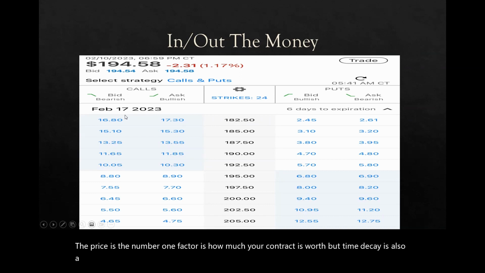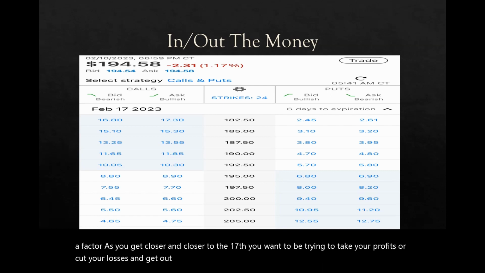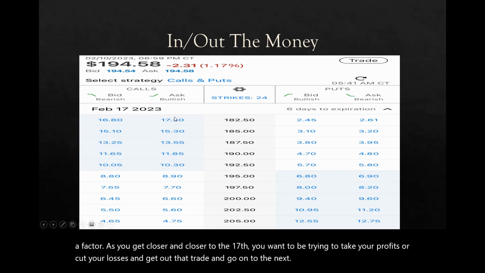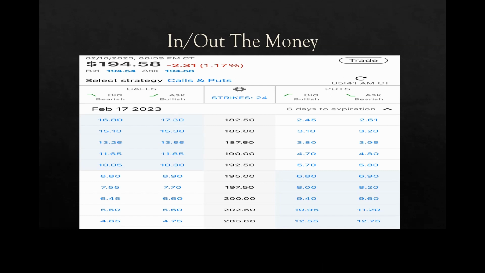As you get closer and closer to the 17th, you want to be trying to take your profits or cut your losses and get out of that trade and go on to the next. So this really is something that you need to watch all the time to see where the market is. So you know, oh, I made a $5 gain on each one of my shares, this might be a good time to get out. Or everything is falling, this might be a good time to buy the put. I see that it's dropping, so this might be a good time to buy a put, so I can make money on the back end of the put.